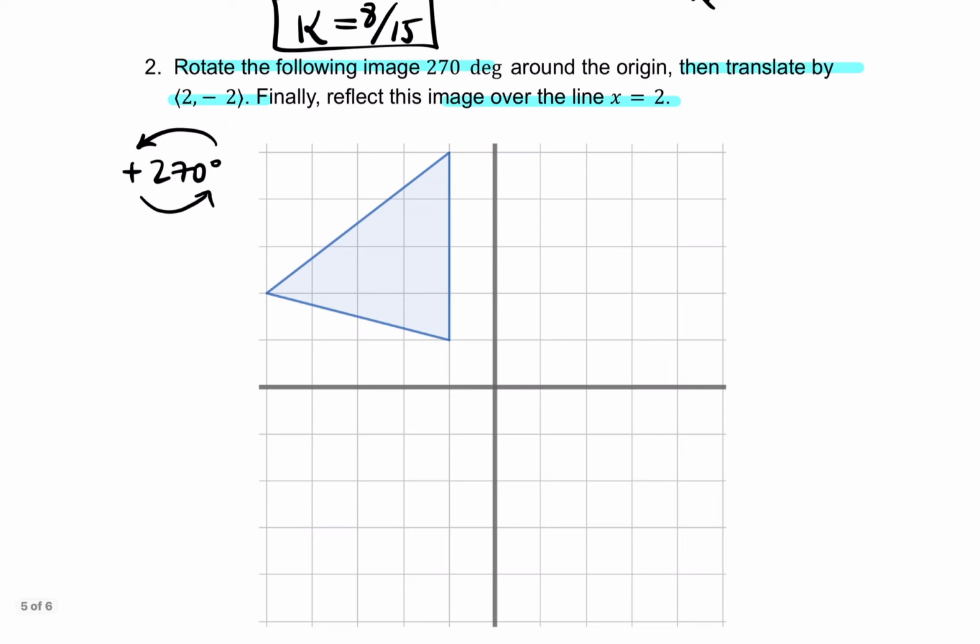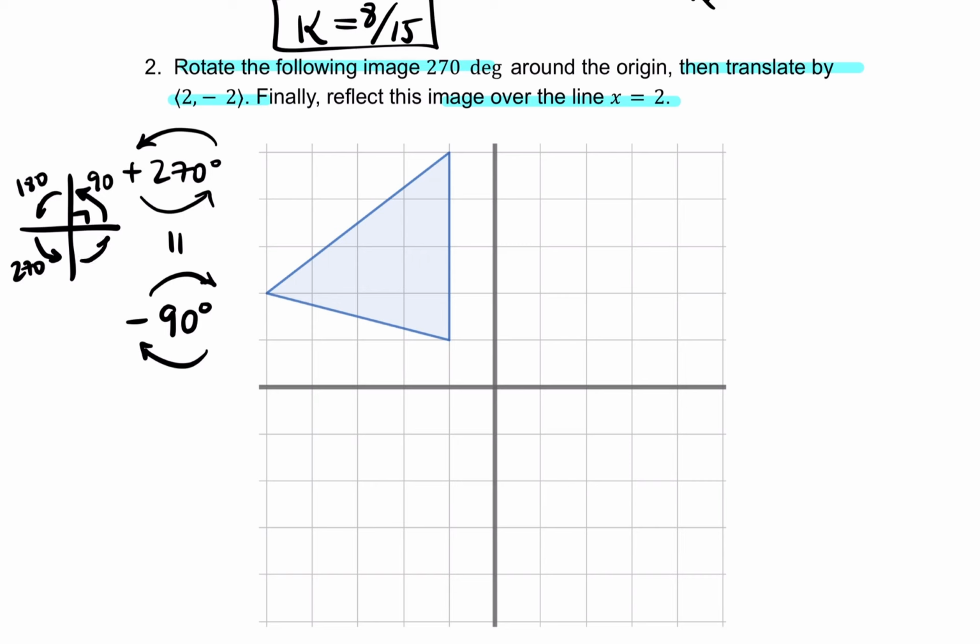Anyways, 270 degree rotation counterclockwise, isn't that the same as a negative 90 degree rotation? We could just turn the other way by 90, right? And remember, the way you remember how to rotate these guys is that if you have axes, one of those steps is 90. So 2 of those steps is 180. 3 of those steps is 270. And all 4 of those is 360.